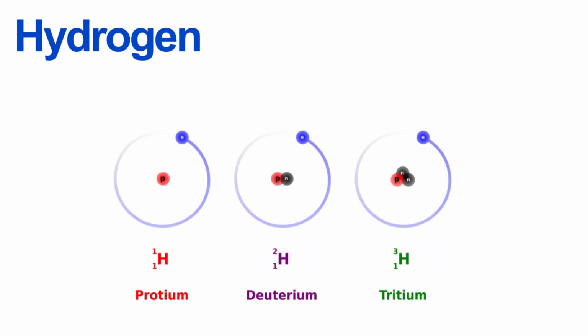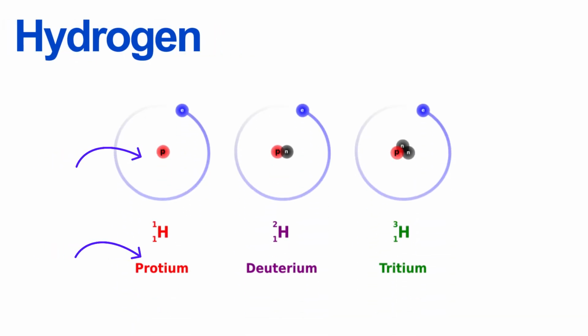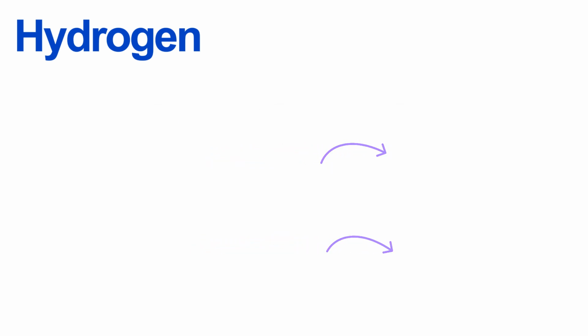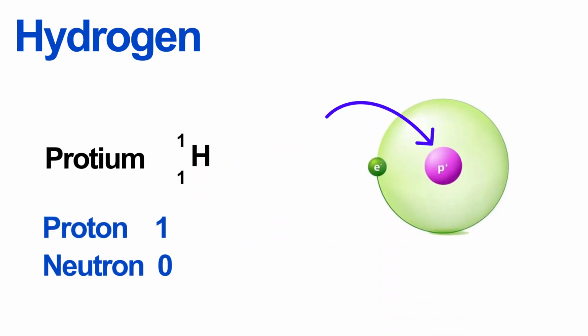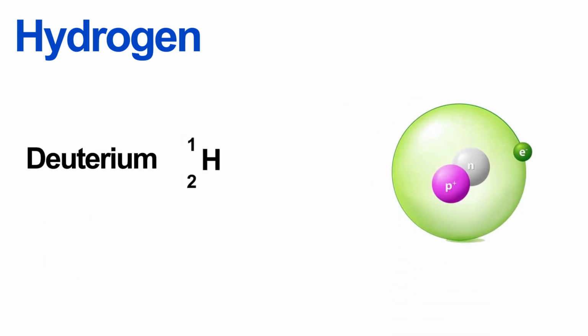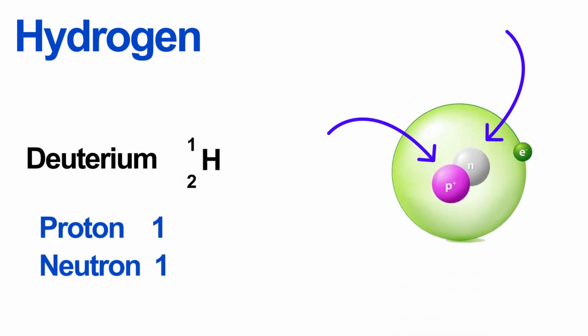Let's talk about hydrogen, the simplest element, with 3 main isotopes: protium, deuterium, and tritium. Protium, the most abundant, has just 1 proton in its nucleus and no neutrons. Deuterium, also known as heavy hydrogen, has 1 proton and 1 neutron, making it twice as heavy as protium.